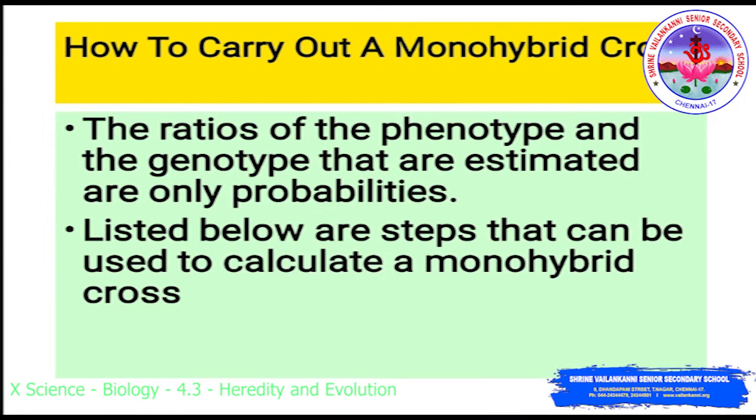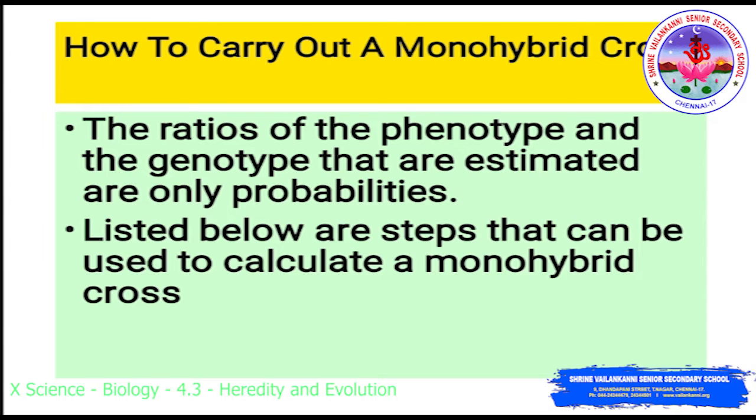How to carry out a monohybrid cross? Today this will be our discussion. The ratios of the phenotype and genotype that are estimated are only probabilities. What is genotype and phenotype? Genotype refers to the genetic characteristic of an organism, whereas phenotype refers to the physical characteristic. For example, having blue eyes is a phenotype, whereas lacking the gene for brown eyes is a genotype.